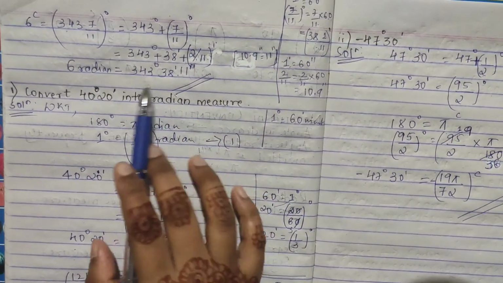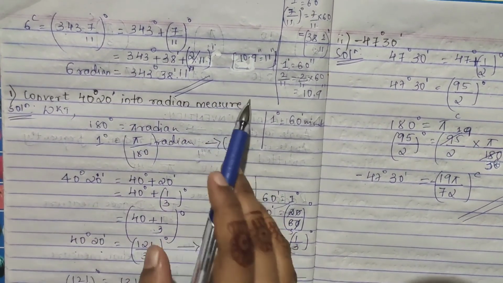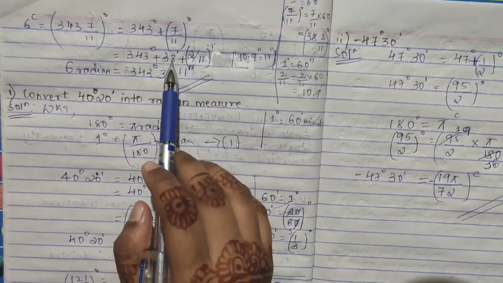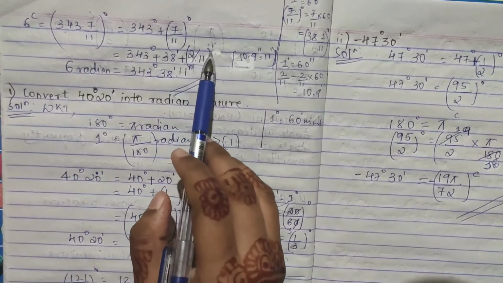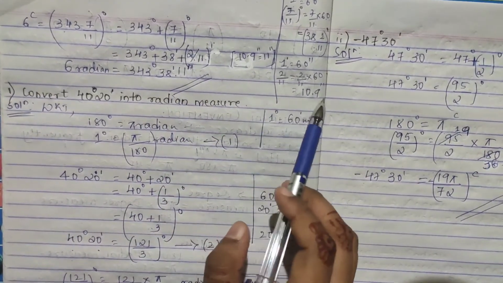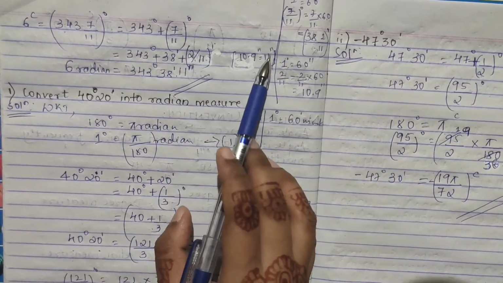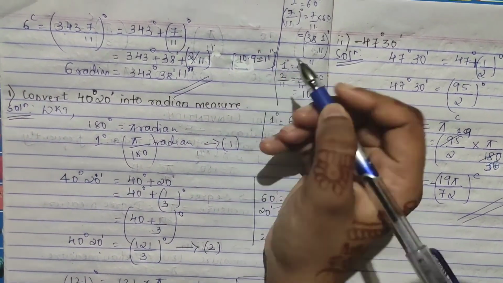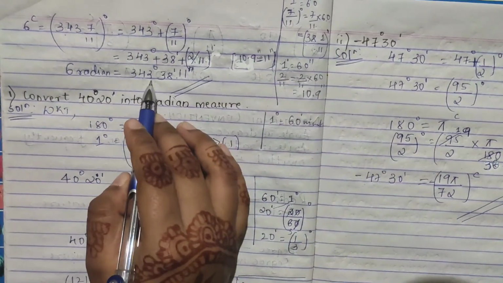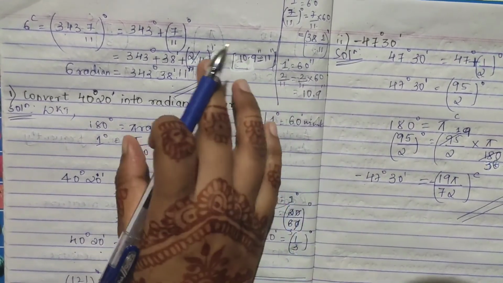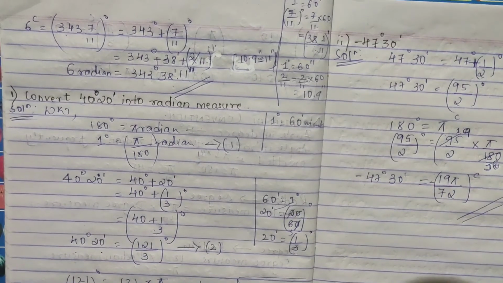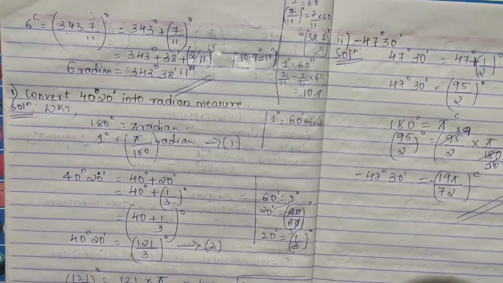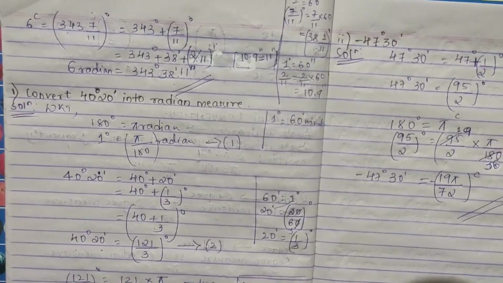This previous one, I hope you have written it properly. See, here I have written 38 minutes, 2 by 11 minutes. So 2 by 11, how much do we get? 10.9. Sorry, 2 by 11 minute, you get 10.9 seconds approximately. You can take it as 11 seconds. So directly I have written 343 degree 38 minutes 11 seconds. Just rectify it if you have not written it. Just pause the video to note it down.